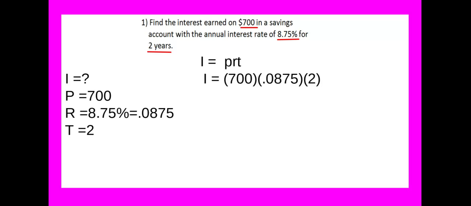Next, we fill it into the formula. I is missing. That's what we're looking for. 700 goes in for P. 0.085 goes in for R. And 2 goes in for time. Next and final step is you plug it into your calculator to find your interest. Do that on your calculator, and you should get $119. So that's how you calculate simple interest. There's a lot of variations to it, so you have to really make sure you look at what the question's asking. Let's go over to number 2.